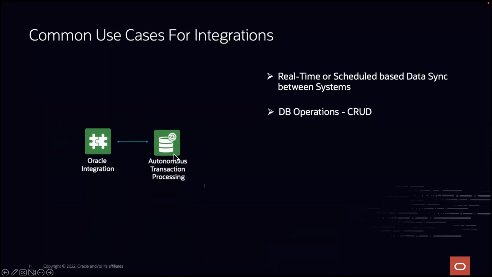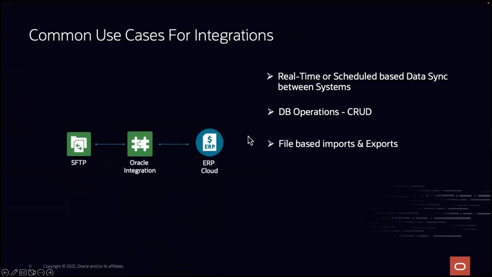Another common use case is DB operations, so database, all the CRUD operations. Let's say you have databases in your private subnets, and you want to expose some of that data outside to your consuming systems. How would you do that? Using Oracle Integration Cloud, you can connect to your database system, and then OIC will expose REST or SOAP endpoints which the systems can connect to and do the CRUD operations.